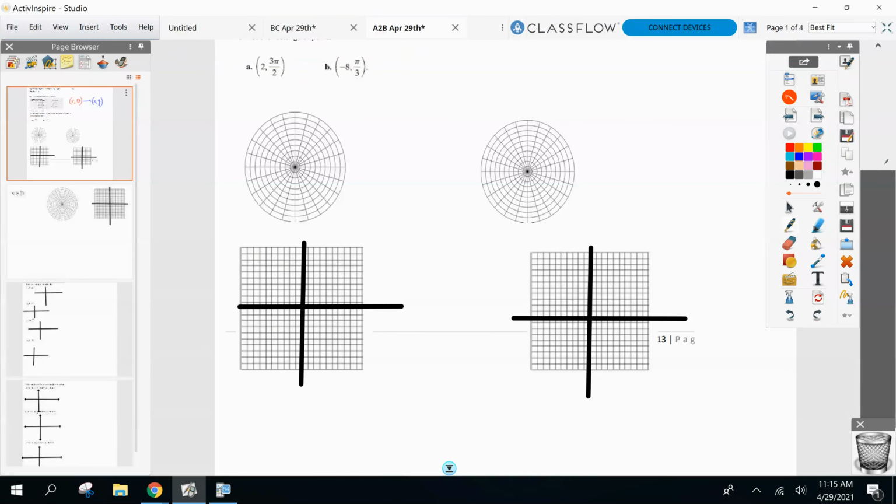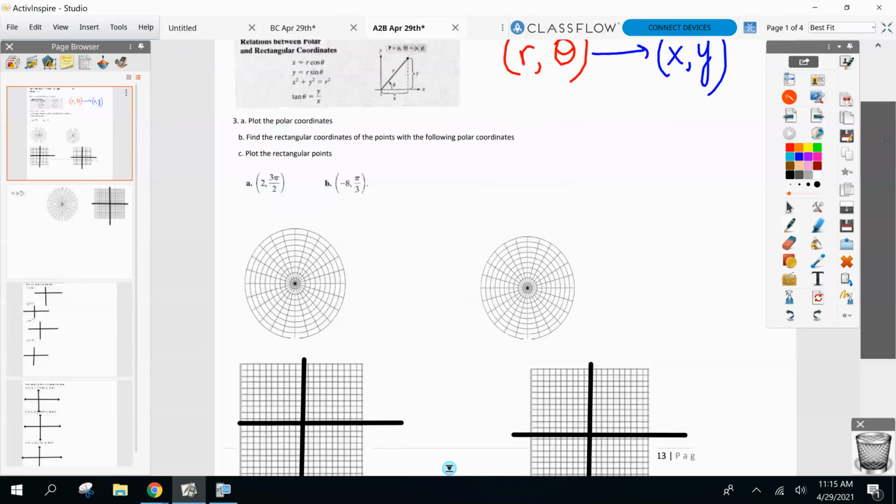All right, so first thing, part A, 2, 3 pi over 2. Graph it. Looking at your assignments yesterday, most of you have this ability. Some of you guys are still struggling with it.